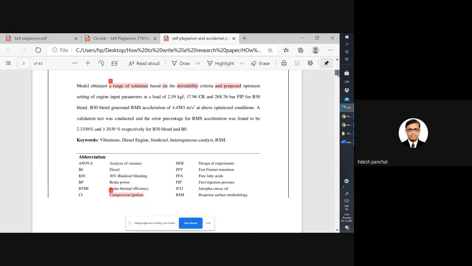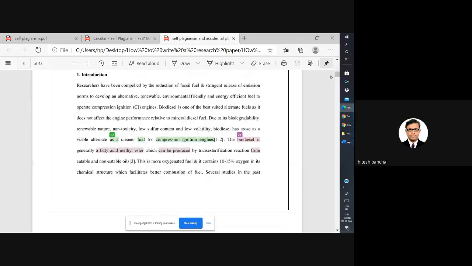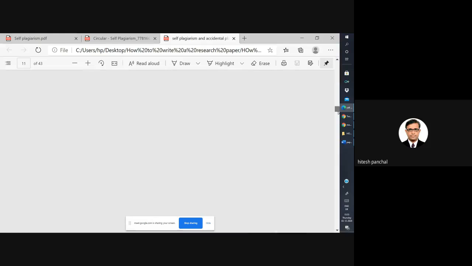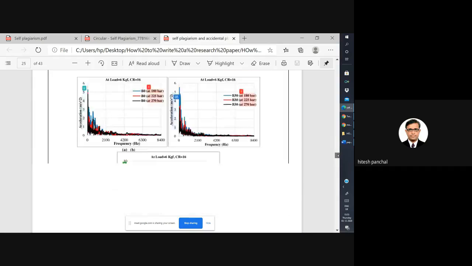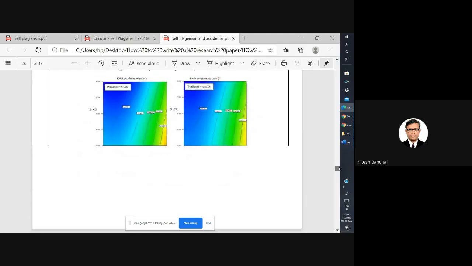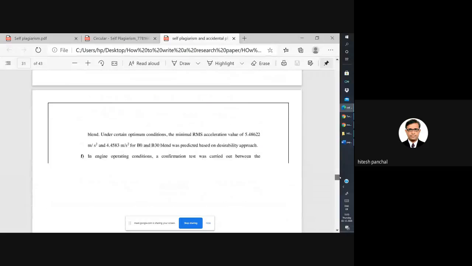Now you can see in the article, these kinds of words are very common, for example fatty acid methyl ester, because many people have used fatty acid methyl ester. The word biodiesel is also common. So this is called self plagiarism. And here is one more thing that I want to explain, that is called self plagiarism.